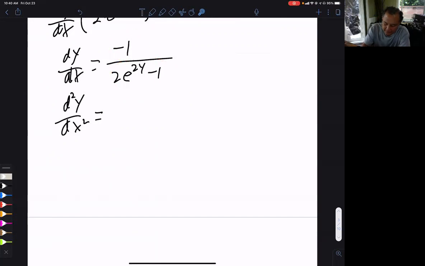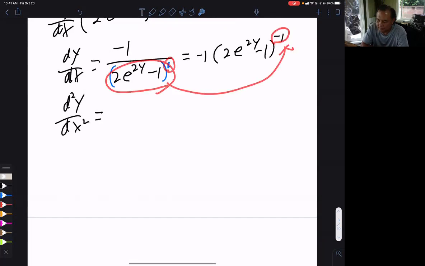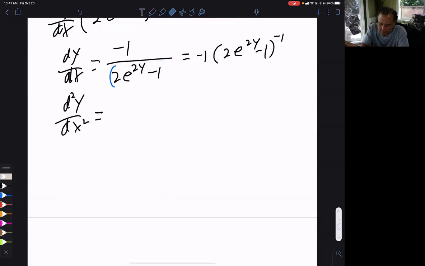How do I rewrite this? Okay, again, you don't see it, but there is a parenthesis there, because of this fraction bar, that's all stuck together. And you also don't see it, there's a 1 there. So I can move that to the top. It becomes negative 1, 2e to the 2y minus 1 to the negative 1 power. If I move something to the top, the exponent changes signs. That's why there's a negative 1.